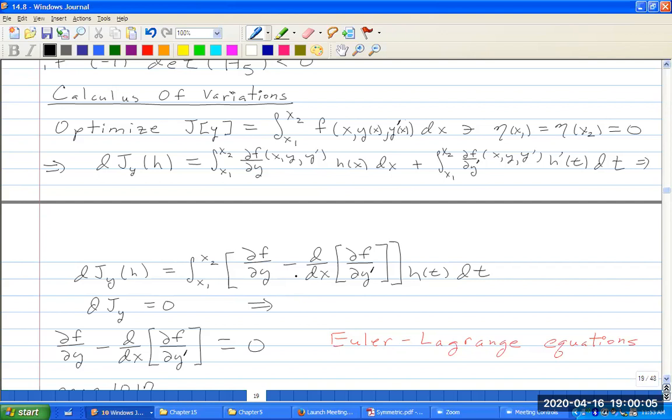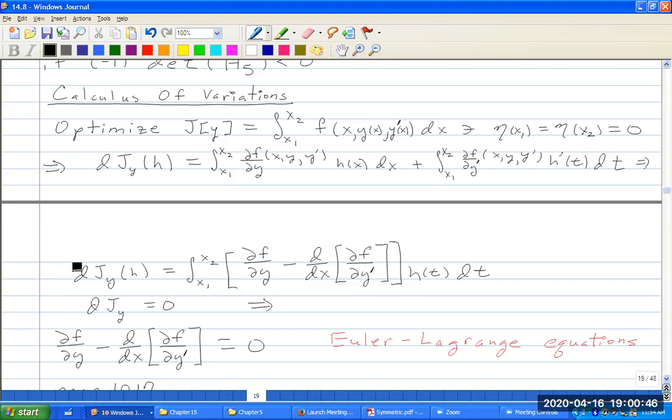Okay, so calculus of variations. Suppose I want to optimize J, and it's a function of y. Well, y is actually a function, so it's a function of a function. And suppose that I define this as being the integral from x1 to x2 of f of x, y of x, y prime of x dx. And suppose I have some conditions, say eta of x1 equals eta of x2 is equal to 0.